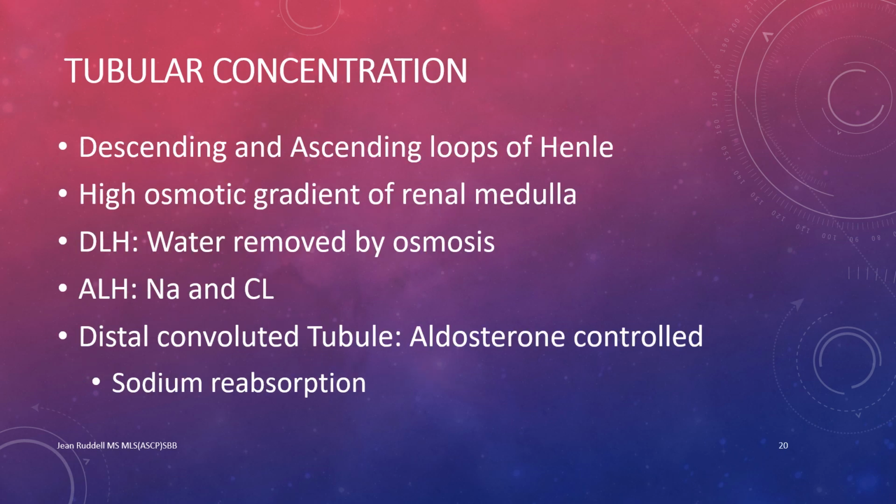Renal concentration of the filtrate into urine begins in the descending and ascending loops of Henle, where the filtrate is exposed to the high osmotic gradient of the renal medulla. Water is reabsorbed in the descending loop. This selective reabsorption process is called the countercurrent mechanism and serves to maintain the osmotic gradient of the medulla. The sodium and chloride leaving the filtrate in the ascending loop prevent dilution of the medullary interstitium by the water reabsorbed from the descending loop.